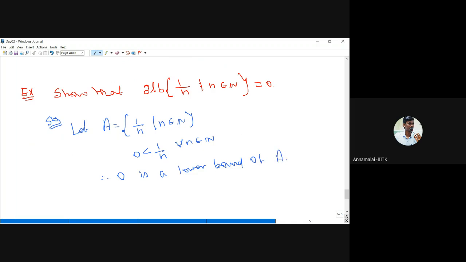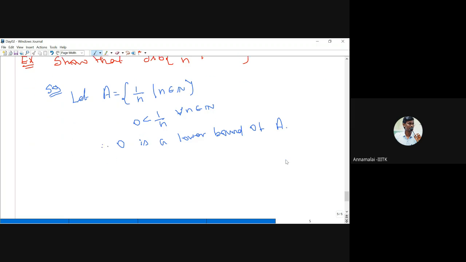But we have to show that 0 is the greatest lower bound. So that means what we have to show? If we take some other lower bound, suppose B is a lower bound, then B is less than or equal to 0. We have to prove this. Okay. Suppose B is some other lower bound of A. We have to prove that 0 is bigger than or equal to B.